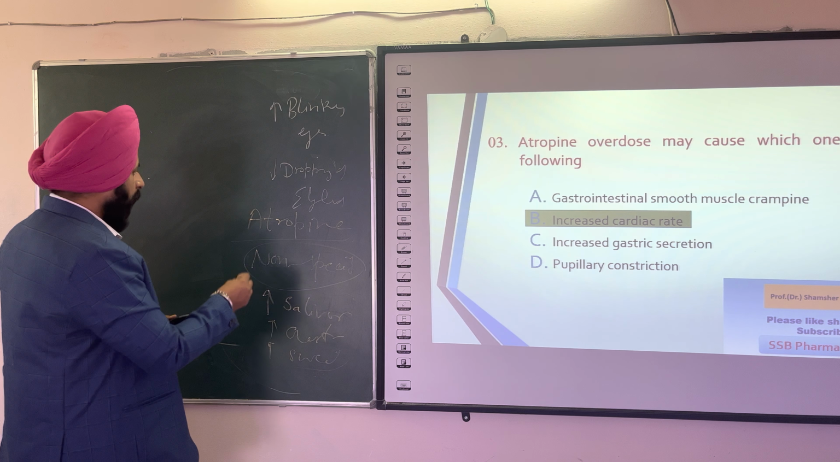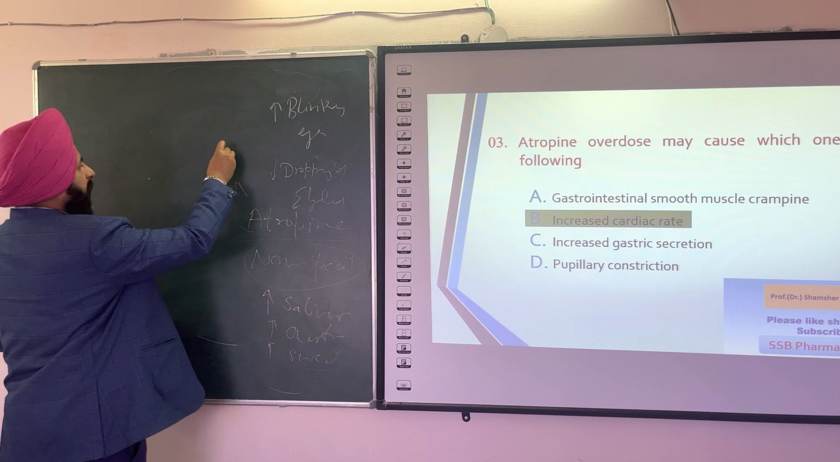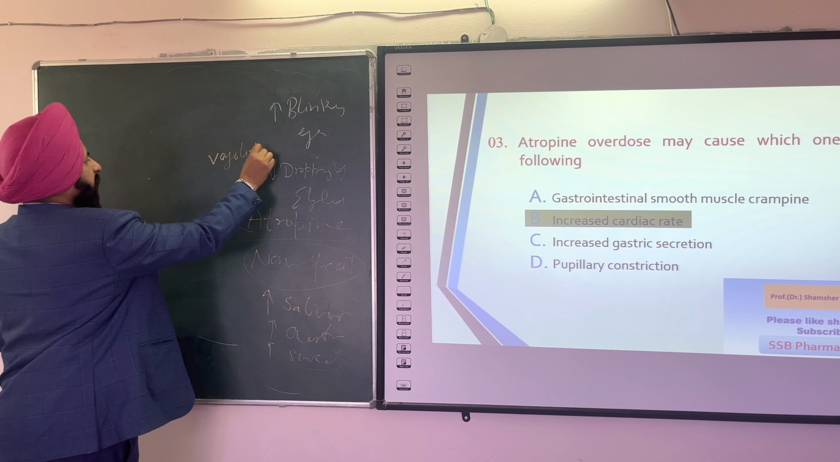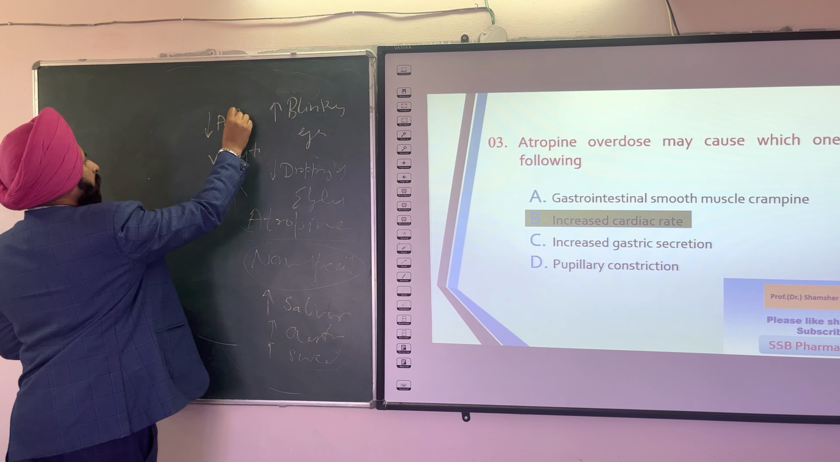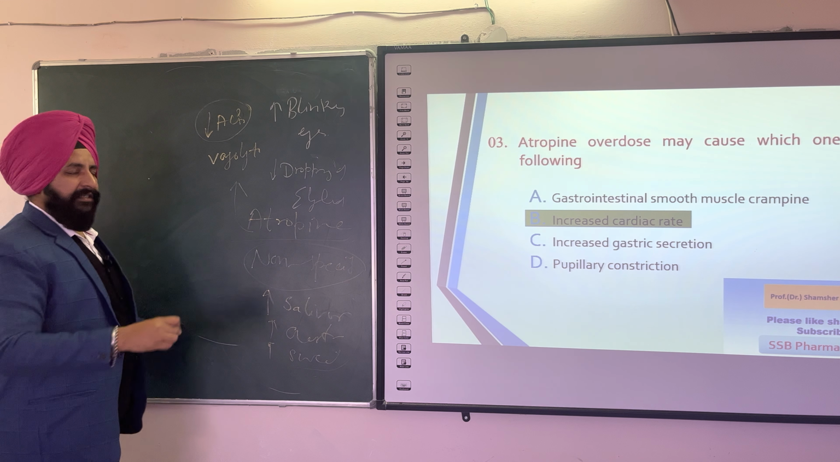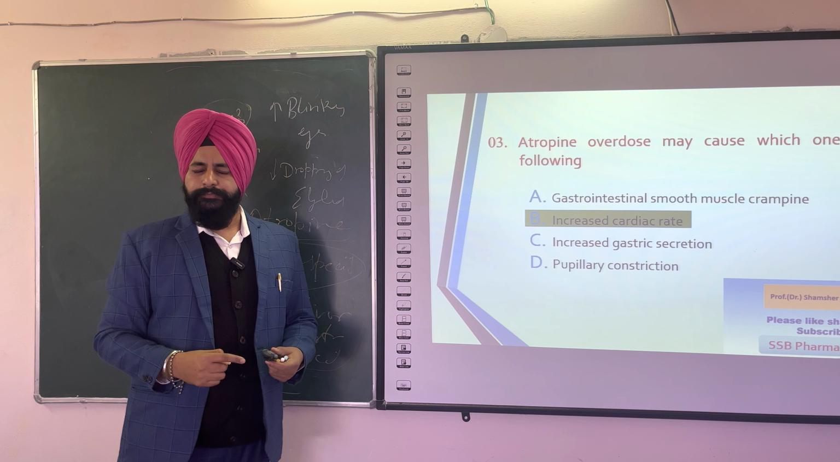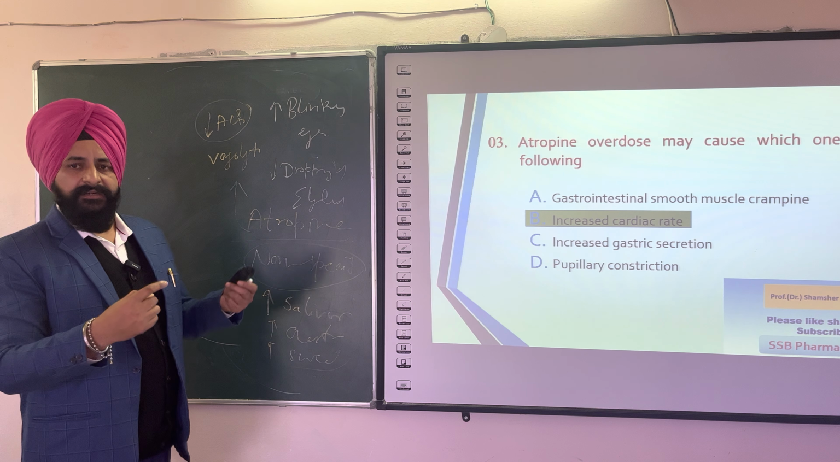But now how does atropine increase the cardiac rate, heart rate? Because it is a vagolytic. Vagolytic indicates it reduces the acetylcholine. So by reducing acetylcholine level, it produces a sympathomimetic response, increases the level of adrenaline, thereby increasing the heart rate.